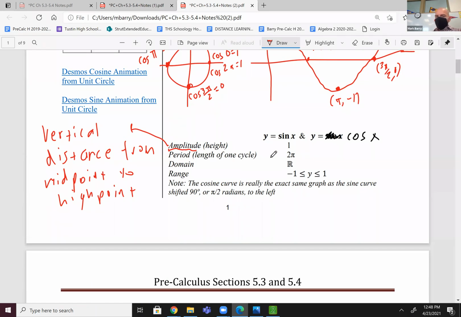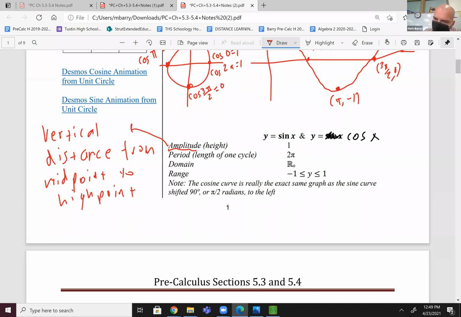All right, the period, the length of one cycle we talked about, is 2 pi. That is going to change, not today, but when we do some more of these notes next week. But for the parent functions, it's always 2 pi. The domain is always going to be all real numbers here on all sine and cosine graphs. We kind of saw that domain going left and right forever when we looked at Desmos, right? And we're scrolling left and right, it goes forever.